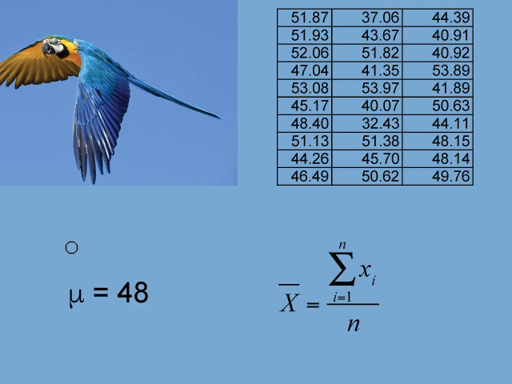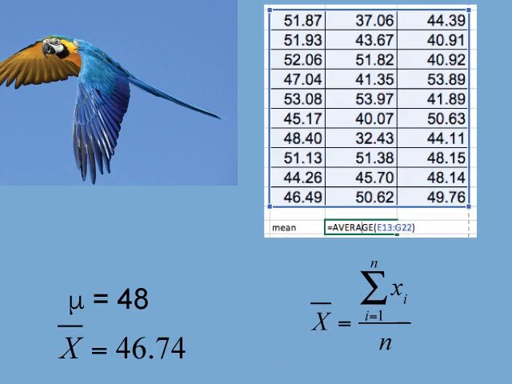We know that the population mean is 48, and we need to find the sample mean based on the data set. This is the formula for finding the sample mean, although you can also use a spreadsheet to calculate it. The sample mean is 46.74.